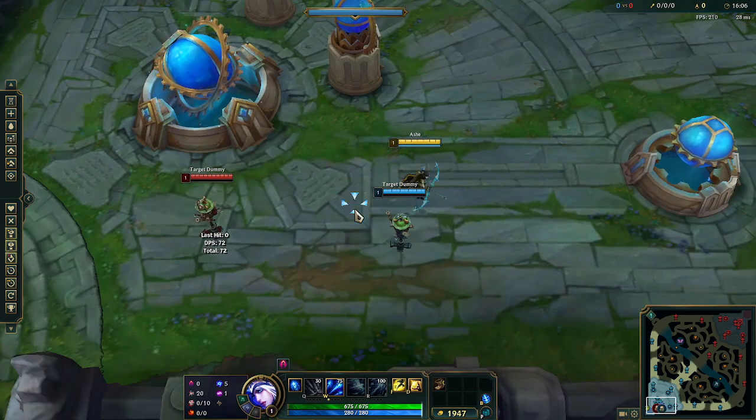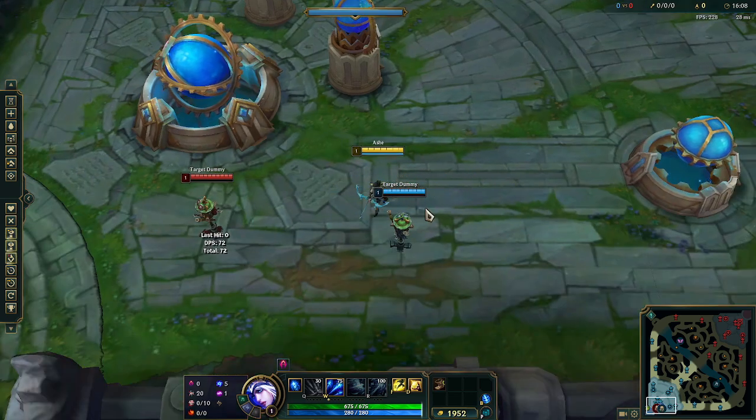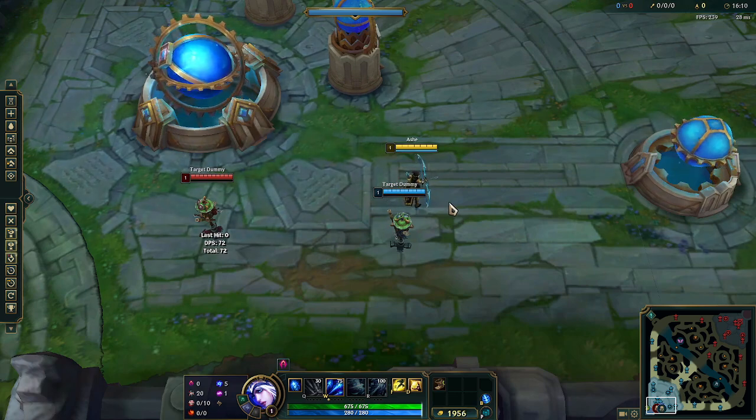But then if we are the weaker champion, say we're playing against something like Draven, right? And let's say that we don't have an actual range advantage. So say we're playing Kai'Sa or something, right?